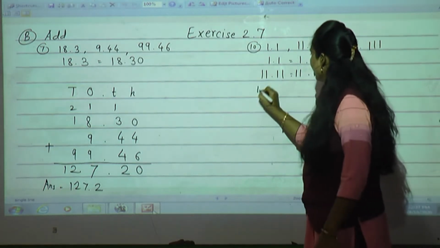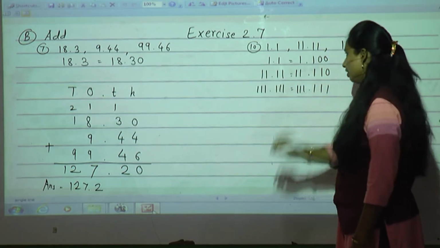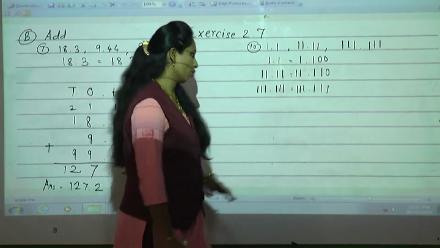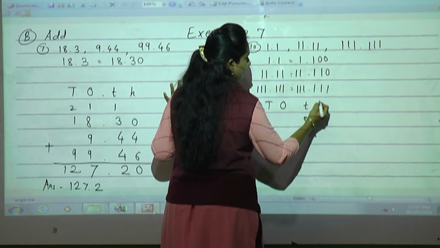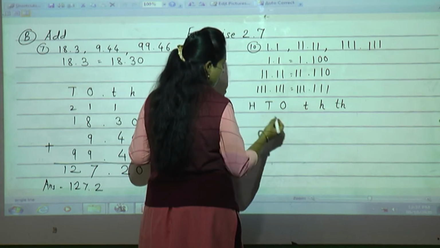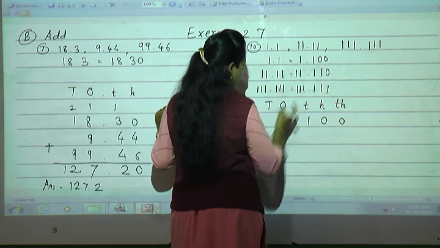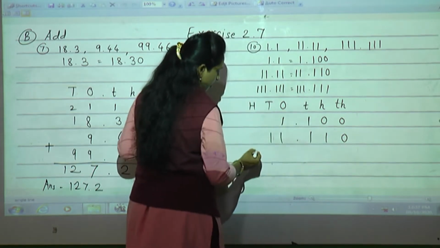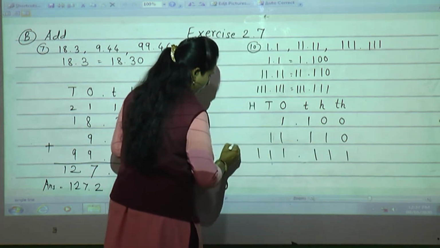And the next is 111.111, so as it is, 111.111. Now all three numbers are like decimals, so we can solve now. Ones, tens, hundreds, then the decimal point, tenths, hundredths and thousandths, isn't it? So ones place first, 1.100, and the next is 11.110, and the next is 111.111. Then add all numbers.